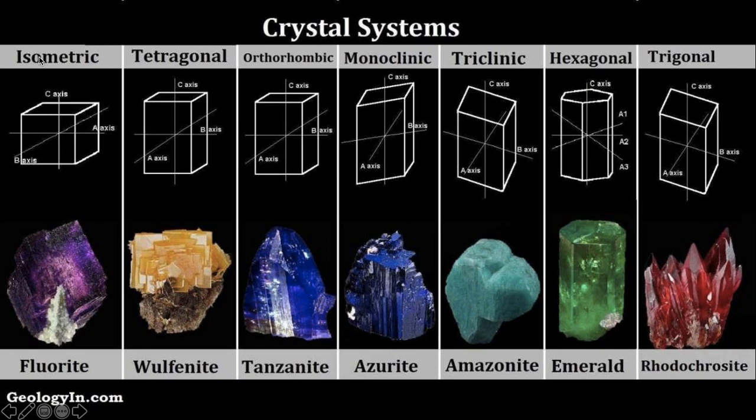And here's another look at some common crystal shapes, a few different minerals here: fluorite, wulfenite, tanzanite, azurite, amazonite, emerald, and rhodochrosite. We've got isometric, tetragonal, orthorhombic, monoclinic, triclinic, hexagonal, and trigonal. You don't have to memorize any of these fancy names for minerals or their crystal shapes. What you have to know is that the crystal shape exists and that each mineral has a particular crystal system.